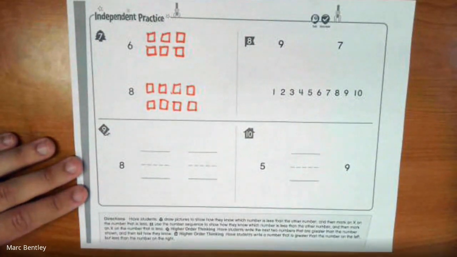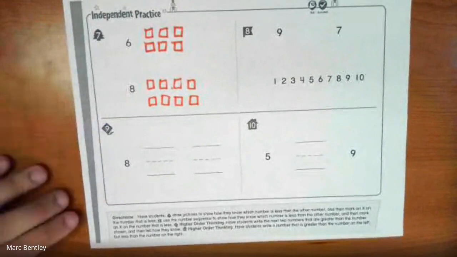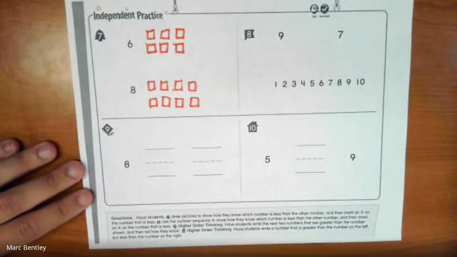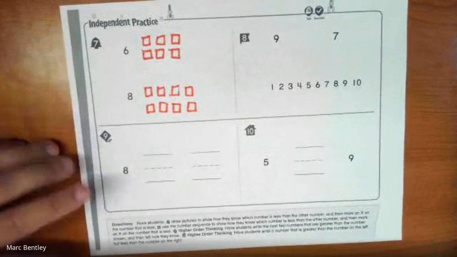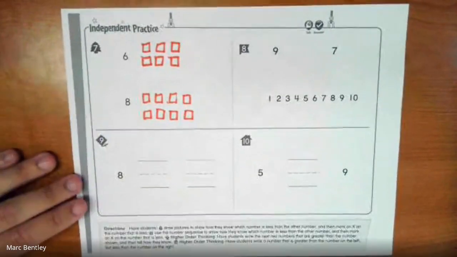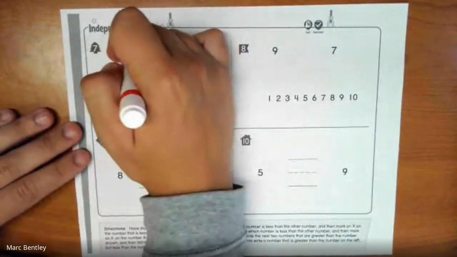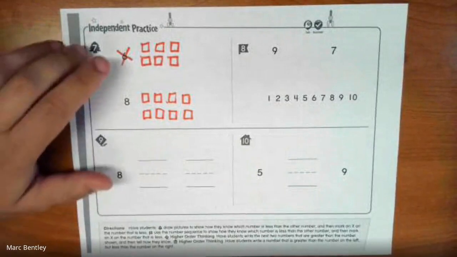So what I need to figure out now is which number is less than the other. So is 6 less or is 8 less? Well, as you can see, I have less squares up here. So 6 is less than 8. So I'm going to go ahead and put an X over my number 6. It is the lesser number.